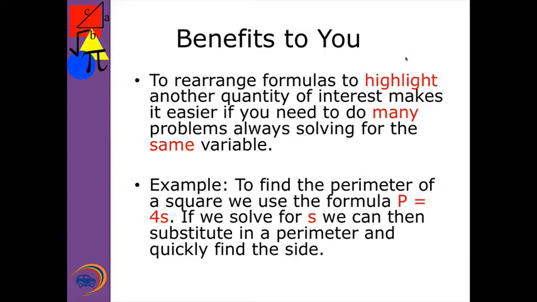Example, to find the perimeter of a square, we use the formula perimeter equals 4 times s. If we solve for s, then we can always substitute in the perimeter and quickly find the side if that's what we need. Businesses often need to take formulas that are standard and rearrange them to meet their own need.